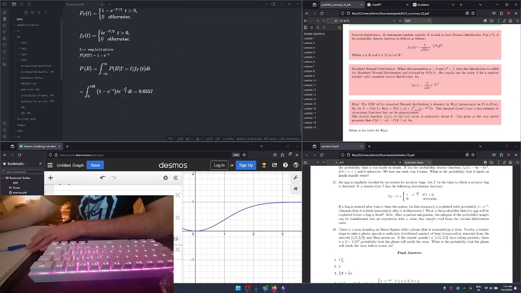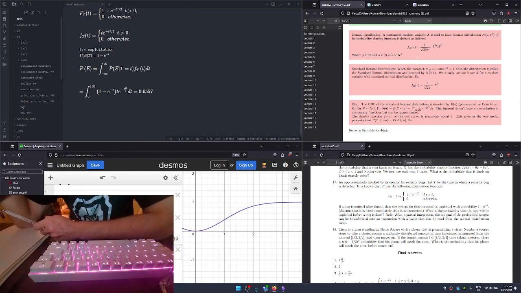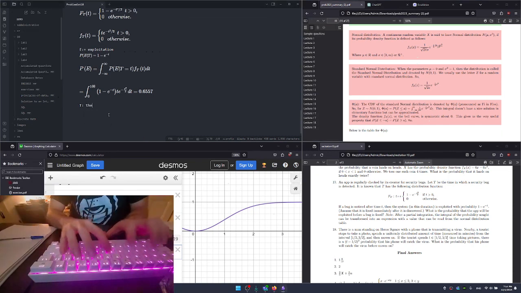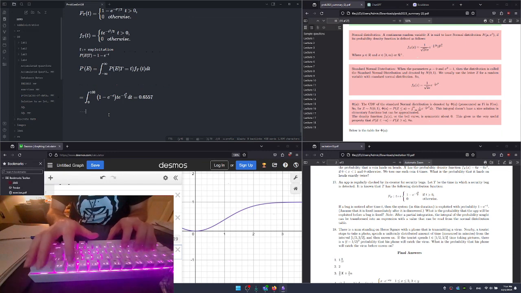So there is a man standing at Hero Square with a phone transmitting. A tourist nearby stops to take a photo, spends a uniformly distributed amount of time, measured in minutes, from the interval 1/2 to 3/2, and then moves on. If a tourist spends time T taking pictures, there is a probability that his phone will catch the virus before he moves on. So let's call it T. It's the same idea as the previous exercise, right?